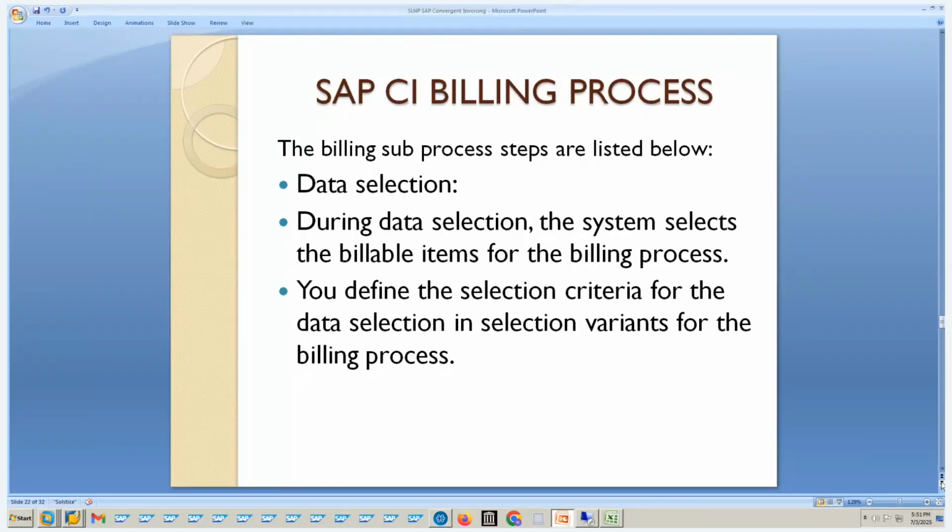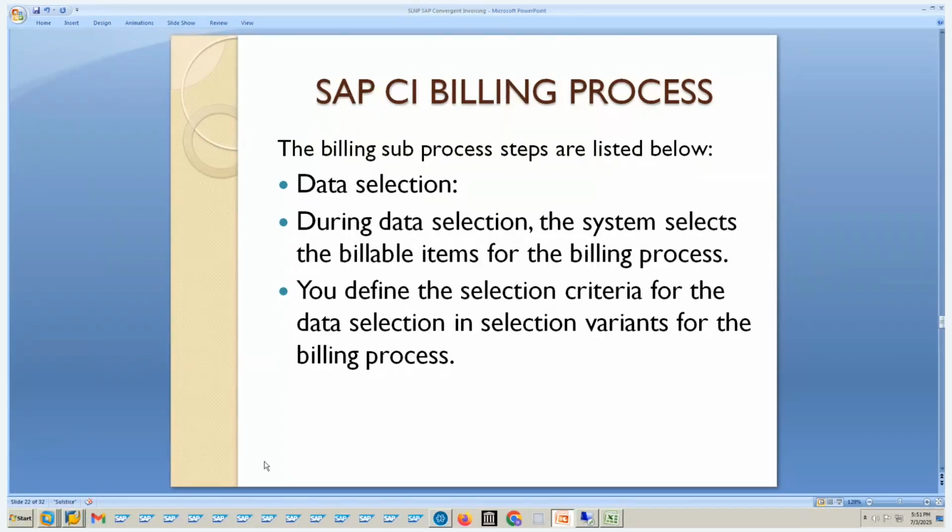Say, for example, we have billable items which pertain to consumption. Consumptions have happened over a period of a month, but all the items which basically represent the same type of consumption can be collected together and then aggregated. So during the data selection, the system will select the billable items for billing purposes. You can define the selection criteria for data selection.